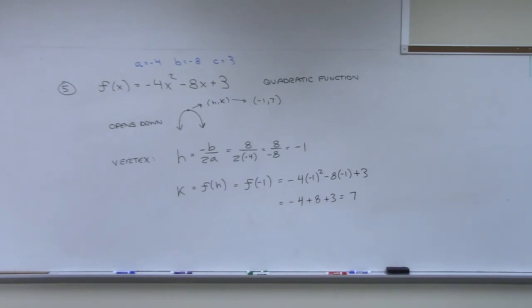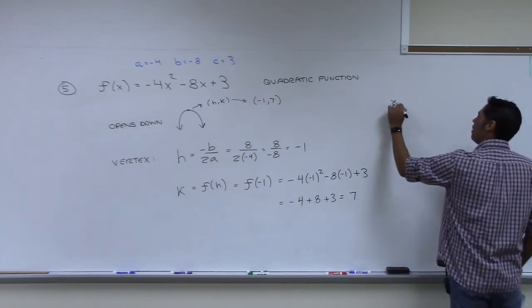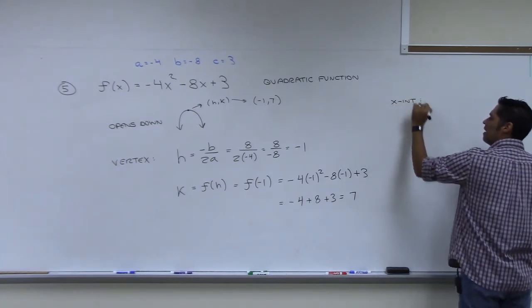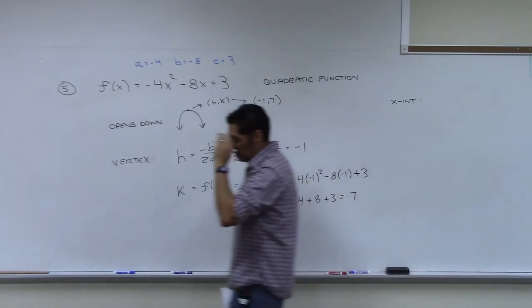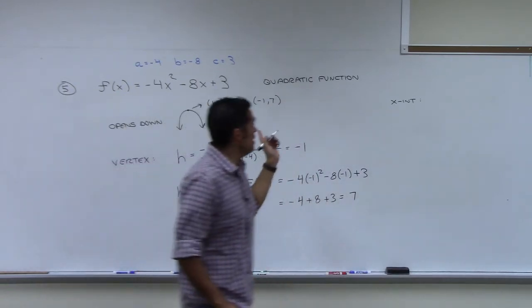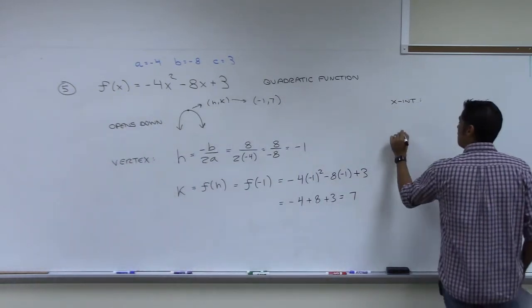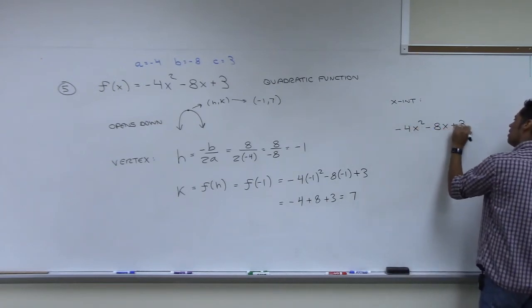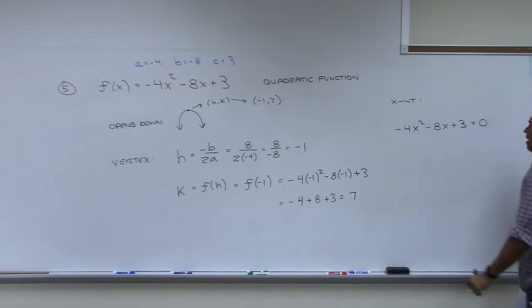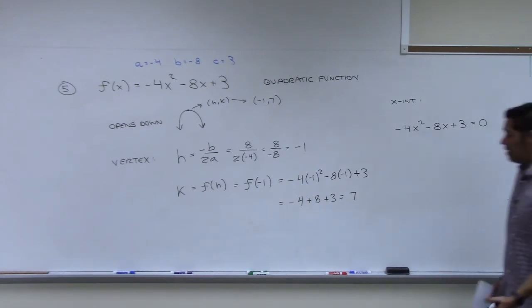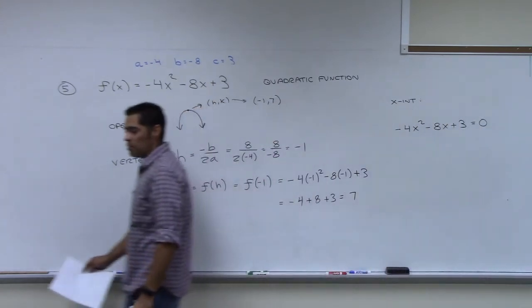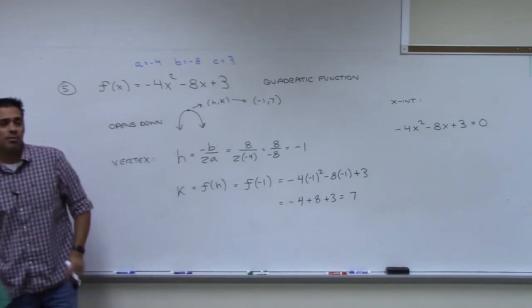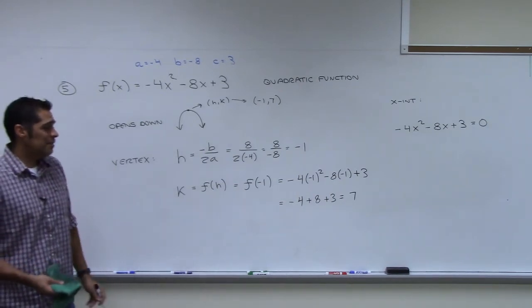All right, now the X-intercepts. How do you find the X-intercepts? You can try and factor it. We're going to set the equation equal to 0. So we're going to set negative 4x squared minus 8x plus 3 equal to 0. And now we can try and factor. And if it does not factor, or if we can't figure out how to factor it, then we'll have to use the quadratic formula, right? Those are our two options here. So let's see if this factors.